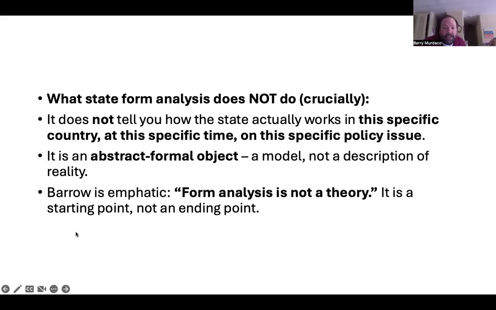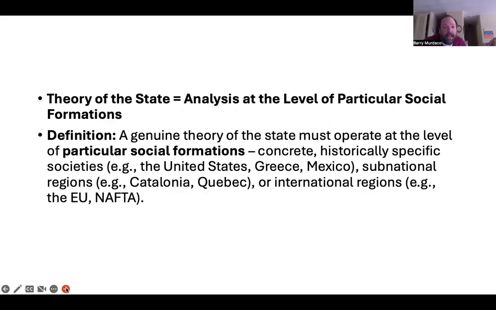Form analysis is not a theory. It is a starting point, not an ending point. So you need to build on that. A theory of the state: analysis at the level of particular social formations.